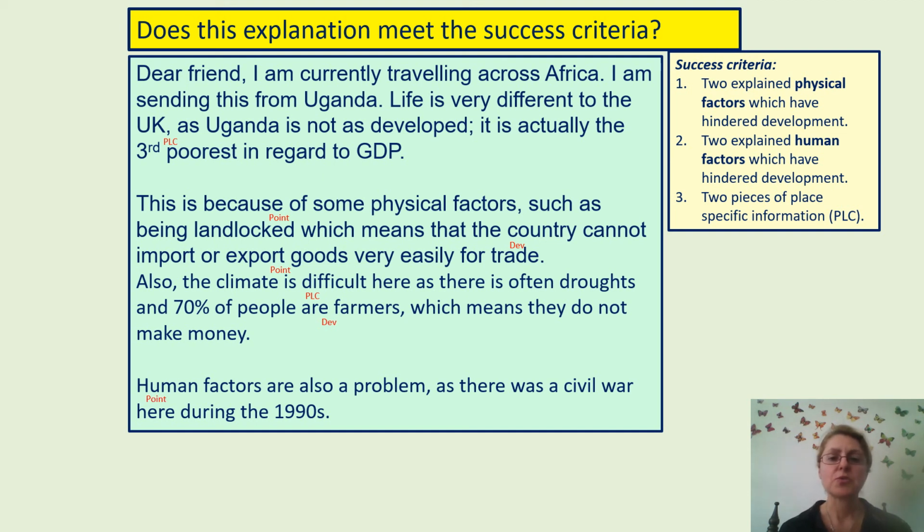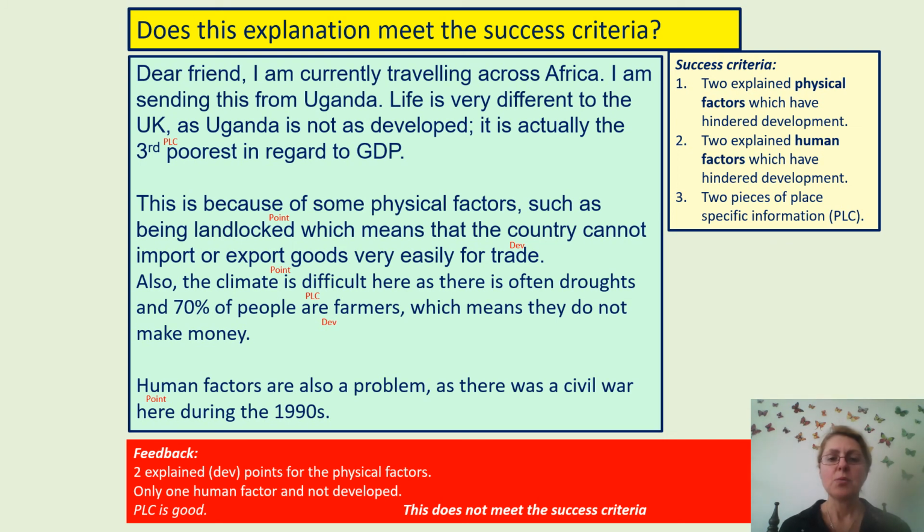Human factors are also a problem as there was a civil war here, point, in the 1990s. Now let's look, have they reached the success criteria? Well, they've included 2 explained development points for the physical factors, but they've only included 1 human factor and it hasn't been developed with the phrase which means or this means that. The place location information is good and they're including details from the table.